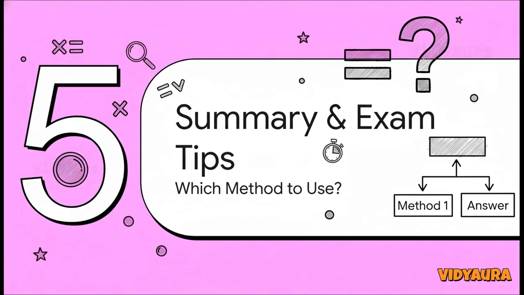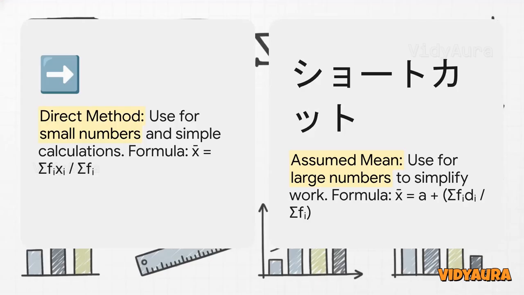Let's do a quick summary and talk about the big question. Which method should you use and when? This is a great slide to remember for your revision. Here's the simple rule. If the numbers for xi and fi look small and easy to multiply, go ahead and use the direct method. It's fast. But the moment you see big, clunky numbers, switch to the assumed mean method. It's your secret weapon to save time and, more importantly, to stop yourself from making a silly mistake.